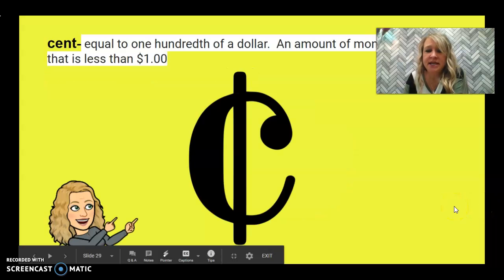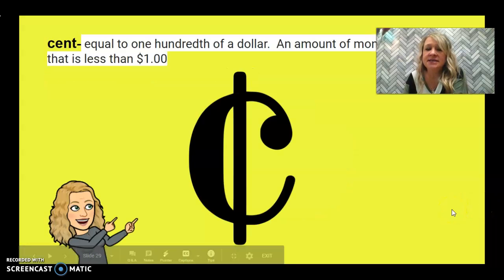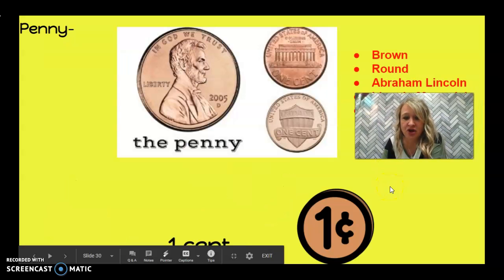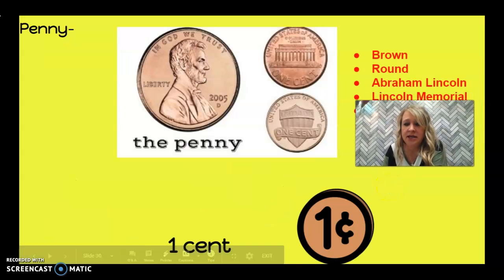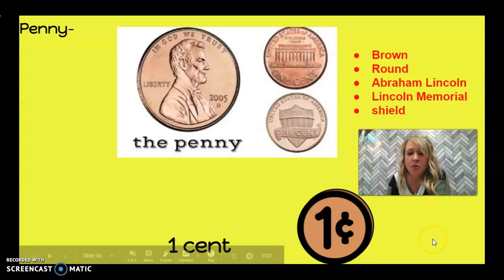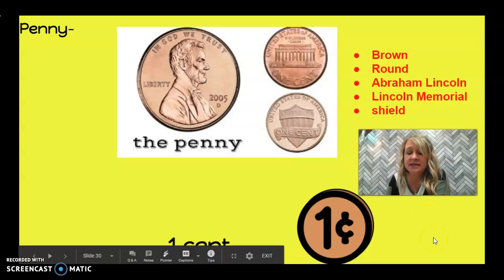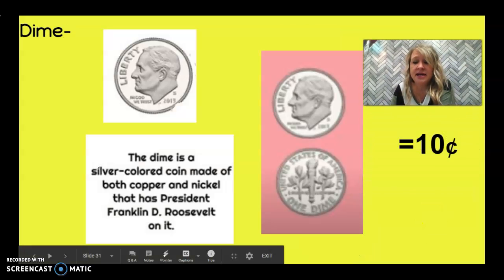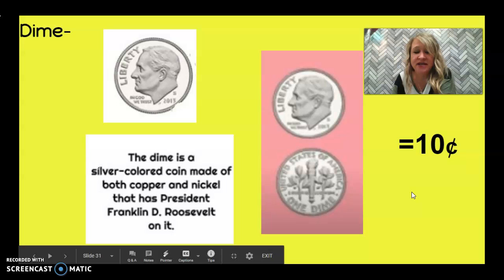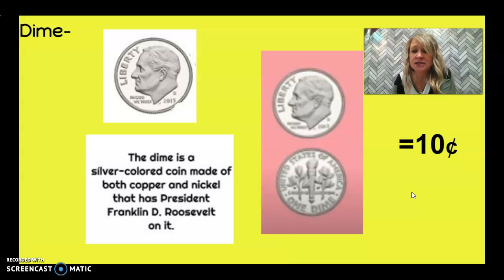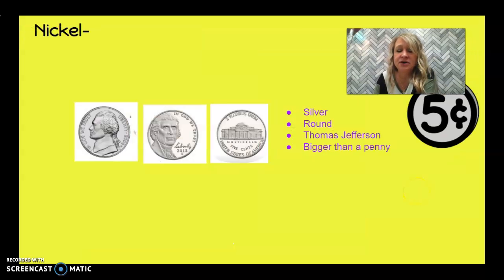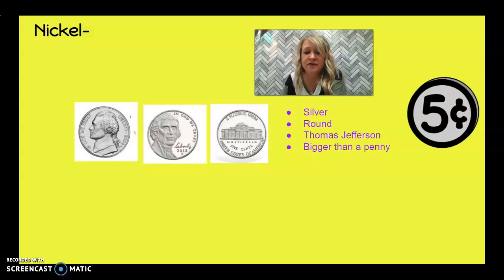What did you learn today? That a cent is equal to 1/100th of a dollar. That's an amount of money that is less than $1. That a penny is round, it's copper with Abraham Lincoln, and it's worth 1 cent. A dime has Franklin D. Roosevelt's face on it. It is a small silver coin that's worth 10 cents. That a nickel is silver and round with Thomas Jefferson's face.